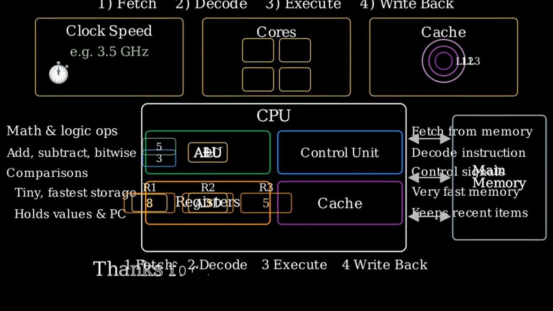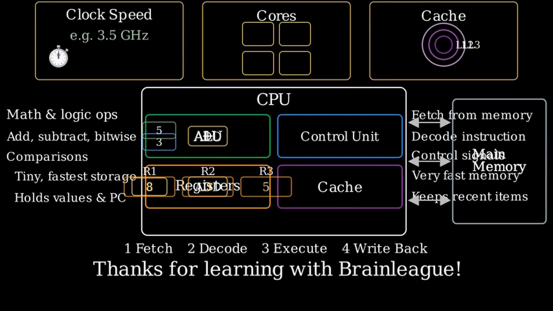That is the high-level view of a CPU, its parts, the instruction cycle, and what affects performance. If you want to dive deeper, we can explore pipelines, out-of-order execution, and how caches are organized.